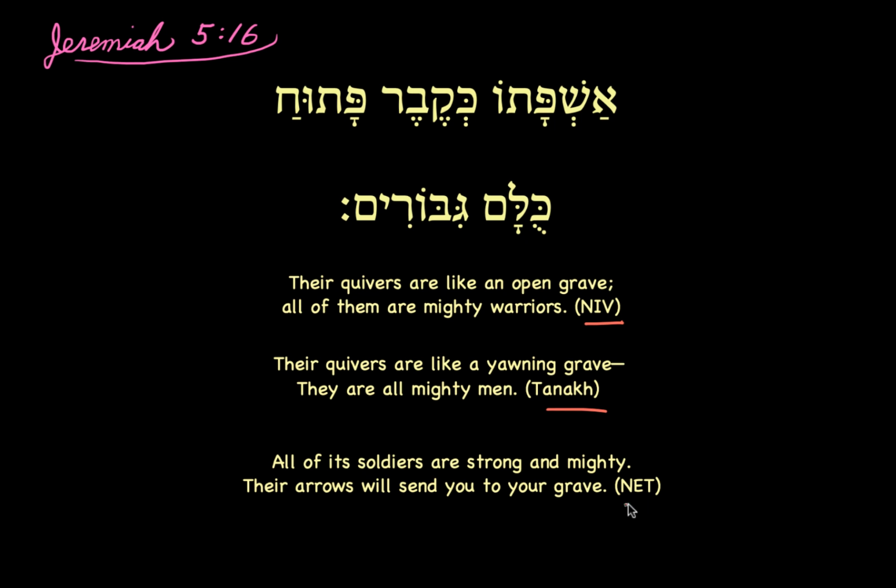And then the NET Bible, much more of a paraphrase with this, and they flip the two lines around. All of its soldiers are strong and mighty, so that's the second line here. And that kind of sets it up to be able to better understand the first line, at least in the thinking of those who worked on the NET Bible. Their arrows, so his quiver, they're obviously taking that by metonymy for the arrows themselves, which are in the quiver, will send you to your grave. Now, all of this is paraphrase here, pretty much, but it probably does express the idea of what's going on.